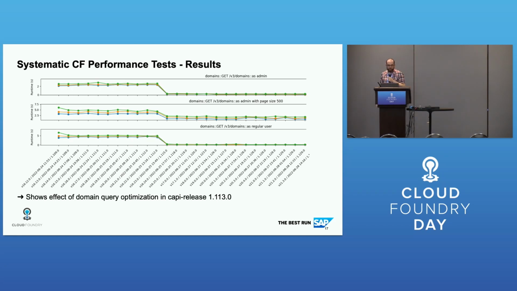Here we check the response time of the v3 domains endpoint. One time as admin, one time as regular user. There are differences. Admin sees everything. Regular user may only see a subset. And then we also test this with small and large page sizes and so on. And here you can see that the query optimization in CAPI release 1.113 shows a significant improvement.